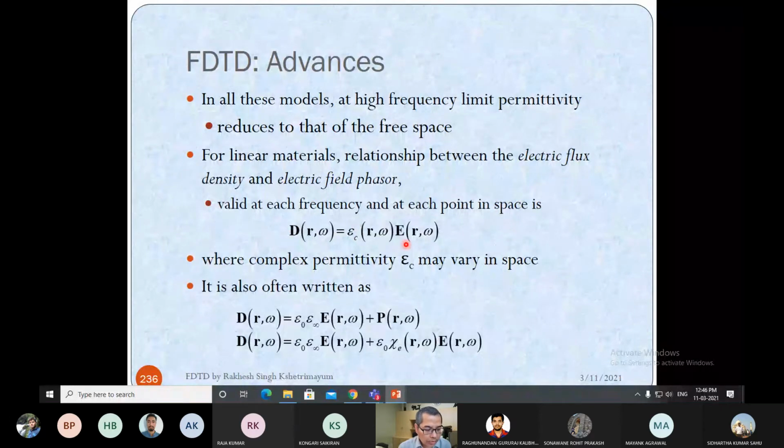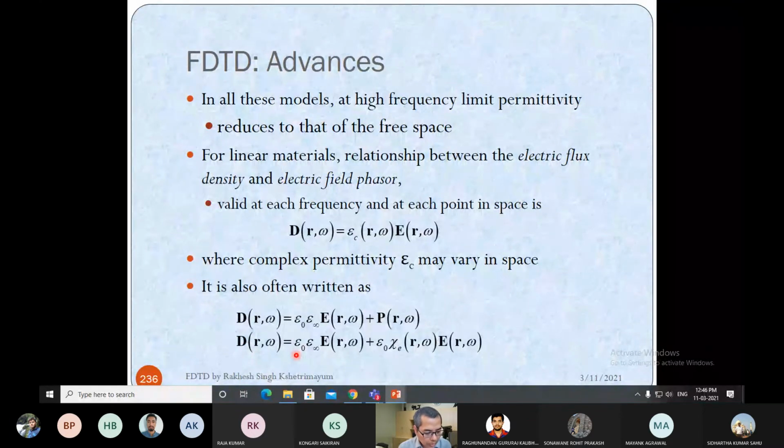So we can write this in a more simplified form. D is equal to epsilon 0 epsilon infinity E plus P(r). So this is the usual relation you have between the electric flux density, the polarization field and the electric field. P is the polarization field, E is the field you are applying to the medium, D is the electric flux density. So now you can again simplify this. This is a simple relation you must have understood from your undergraduate studies in electromagnetic field theory.